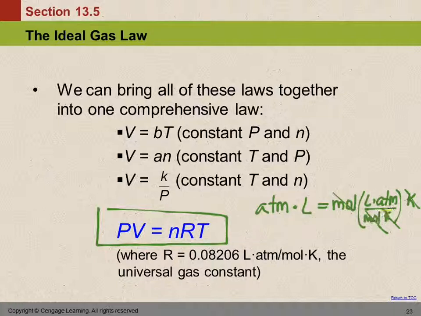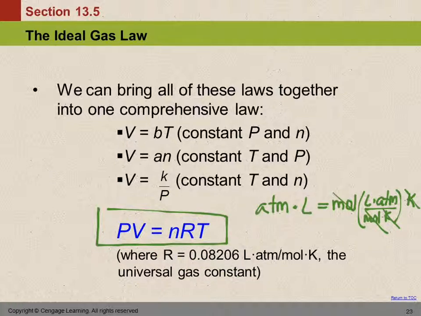liters times atmospheres. The units are strange on the ideal gas constant so that the units work out in the equation. And instead of creating a new unit, they just use this combination of these four units. What the units on the gas constant tell us are the units that we need to use when we use this equation.